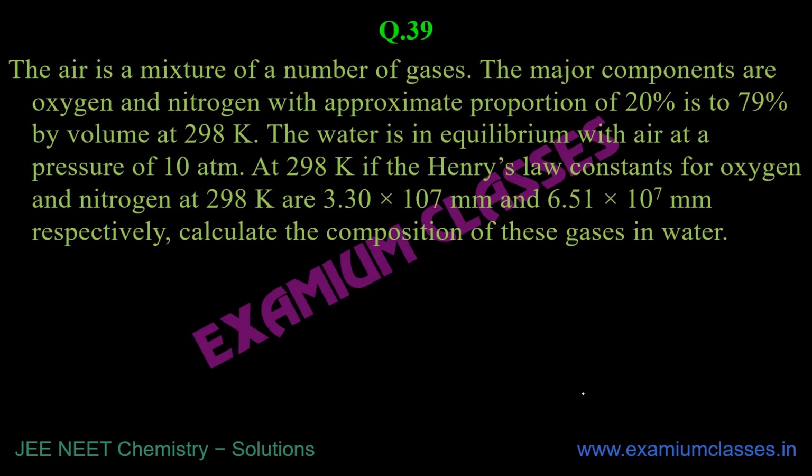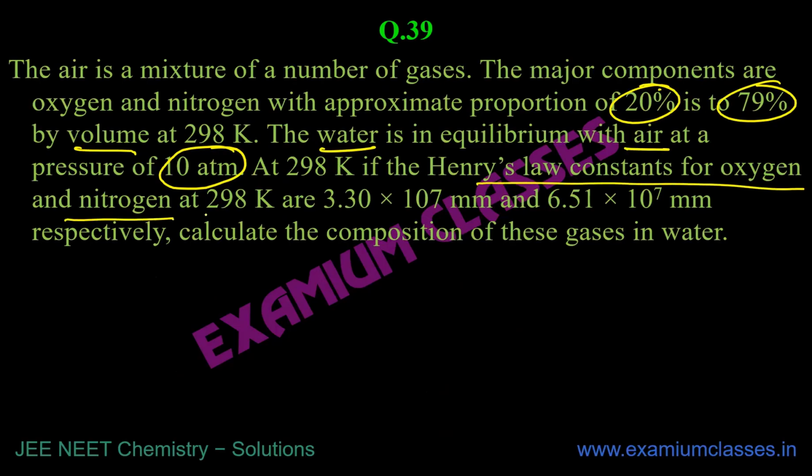Next, the air is a mixture of a number of gases. The major components are oxygen and nitrogen. Approximate proportion is given, 20%, 79% by volume. The water is in equilibrium with air at a pressure of 10 atm. At 298 Kelvin, the Henry's law constants for oxygen and nitrogen at the given temperature are 10^7 and 6.51 into 10^7 mmHg respectively. Calculate the composition of these gases in water.